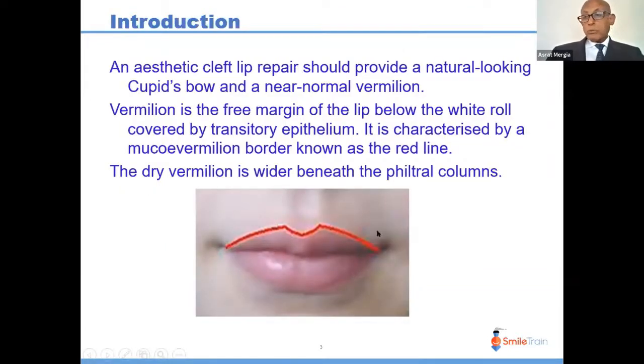As you all know, the vermilion is a free margin of the lip below the white roll, covered by transitory epithelium. It is characterized by a mucovermilion border, which is also called the red line. One thing to note is that the dry vermilion is at its widest point at the peak of the Cupid's bow. This is a very important landmark when we discuss our surgical interventions later.